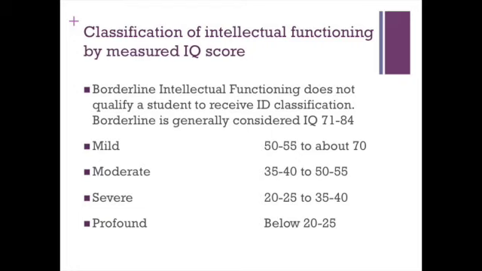In order to qualify for intellectual disabilities, we're looking at scores from somewhere around 50 to 55 up to about 70, which is considered mild. Moderate is somewhere around 35 to 55. Severe is 20 to 40, and profound, scores usually below 25. This is how the Diagnostic and Statistical Manual of Mental Disorders uses IQ to diagnose, and the World Health Organization also looks at IQ scores and qualifies how we talk about folks whose IQ score falls within this range.